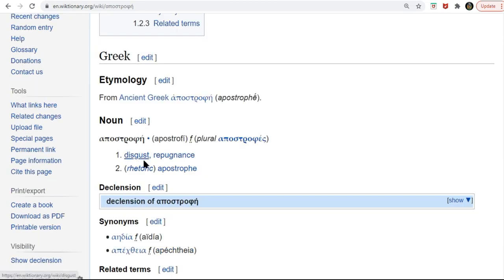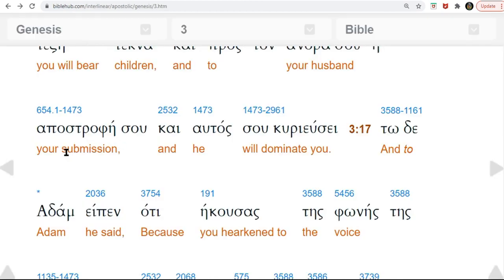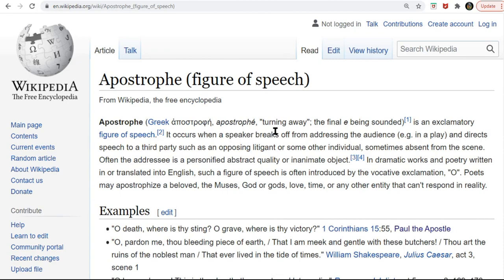And it's given the meaning disgust or repugnance. The same word that they said was your submission. So apostrophe is said to mean turning away, an exclamatory figure of speech. It occurs when a speaker breaks off from addressing the audience and directs speech to a third party, such as an opposing litigant or some other individual, sometimes absent from the scene.